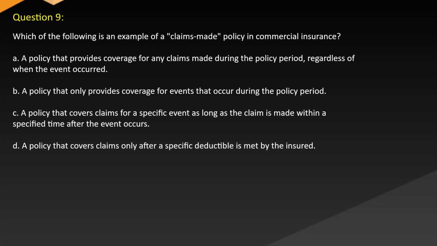Question 9. Which of the following is an example of a claims-made policy in commercial insurance? A. A policy that provides coverage for any claims made during the policy period, regardless of when the event occurred. B. A policy that only provides coverage for events that occur during the policy period. C. A policy that covers claims for a specific event as long as the claim is made within a specified time after the event occurs. D. A policy that covers claims only after a specific deductible is met by the insured.